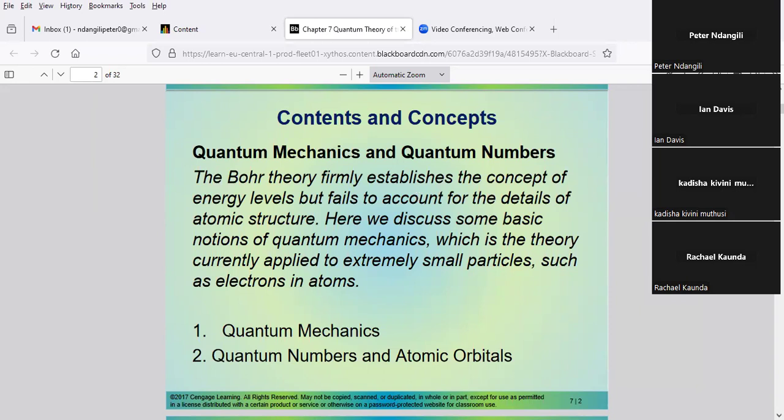That is why we are saying that the Bohr theory firmly establishes the concepts of energy levels, but it does not account for the details of atomic structure. It does not tell us, within that particular orbit, where we are likely to find an electron. What is the highest probability that an electron is going to be found within a particular region of space?